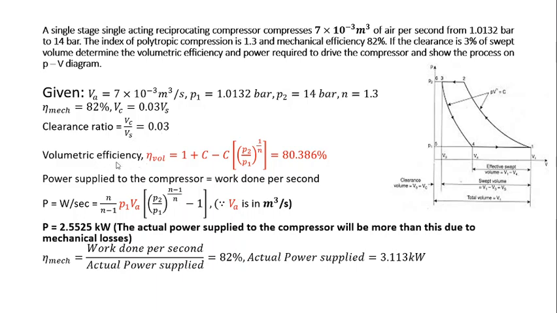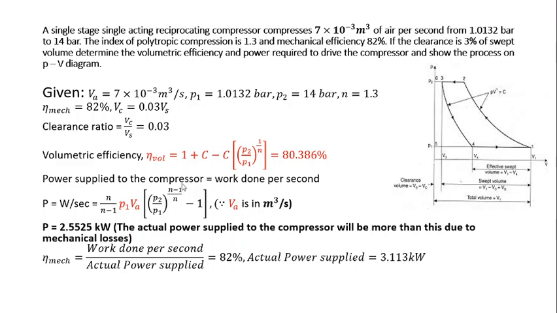Now volumetric efficiency. This is the expression for volumetric efficiency: 1 plus C minus C into P2 by P1 raised to 1 by n. So substitute all the values, which are given, and you will get 80.386% volumetric efficiency. Now power supplied to the compressor.